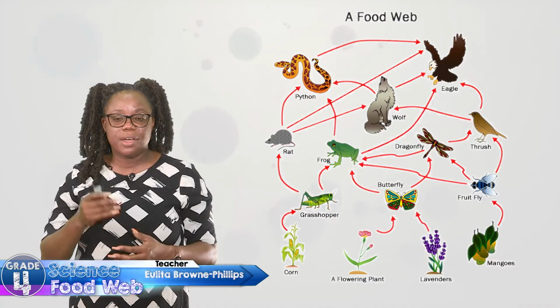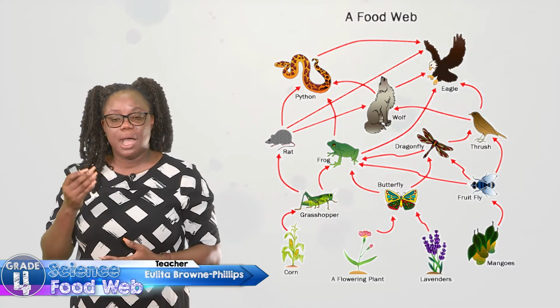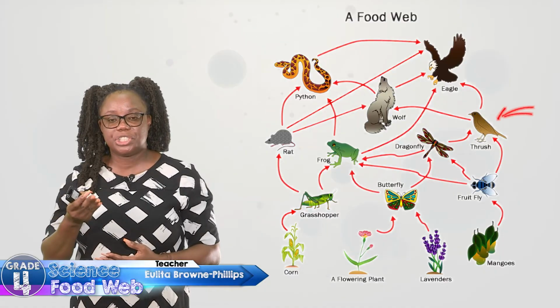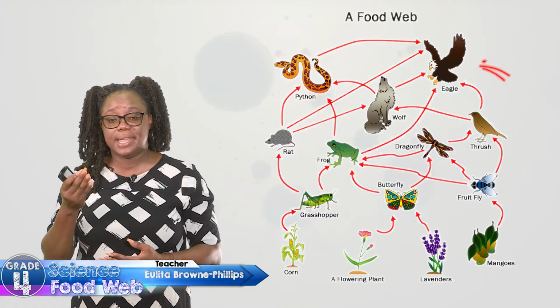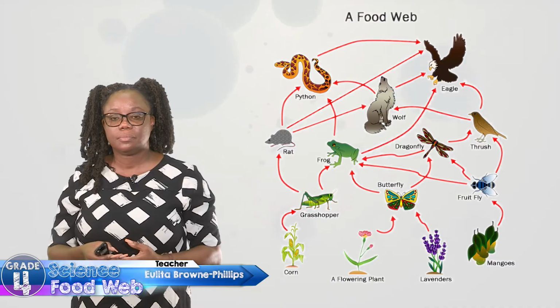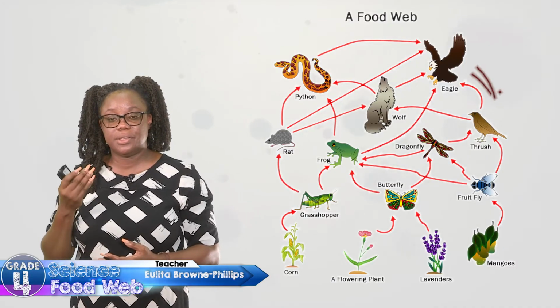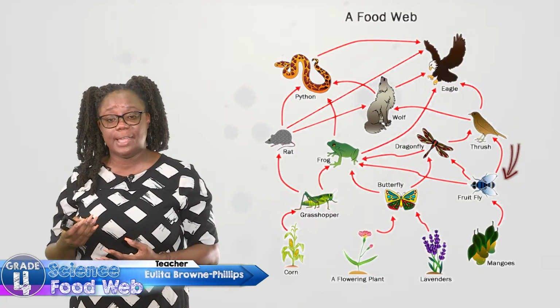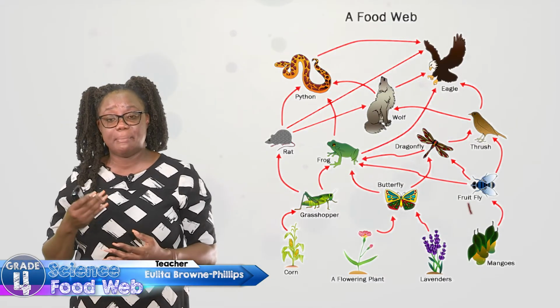Let's examine another one. You have mangoes, fruit fly, thrush, that's a bird, and the eagle. The eagle eats the thrush. The thrush eats the fruit fly. The fruit fly eats the mango.